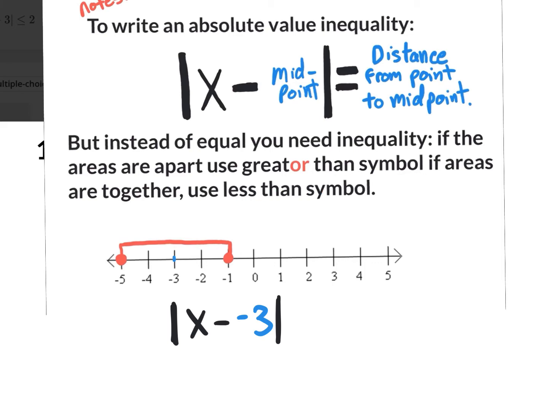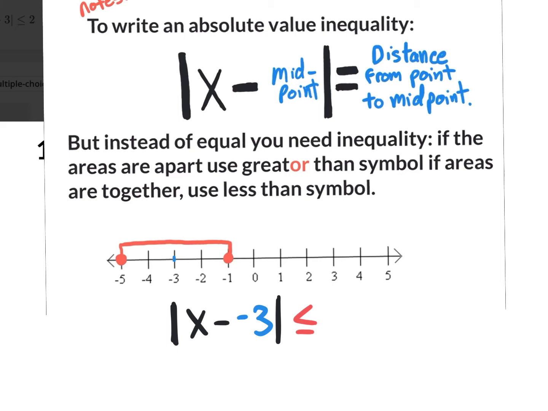So here's our symbol, less than. Not only that, we know that they are solid dots, so we're going to put less than or equal to. And now what do we need over here? It says the distance from the point to the midpoint. So what is the distance from the midpoint to the point, or from the point to the midpoint?